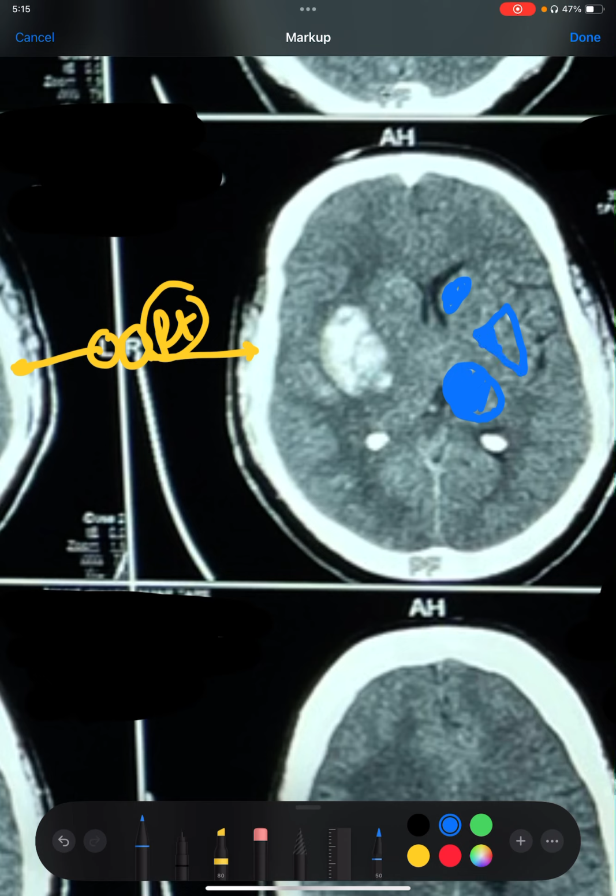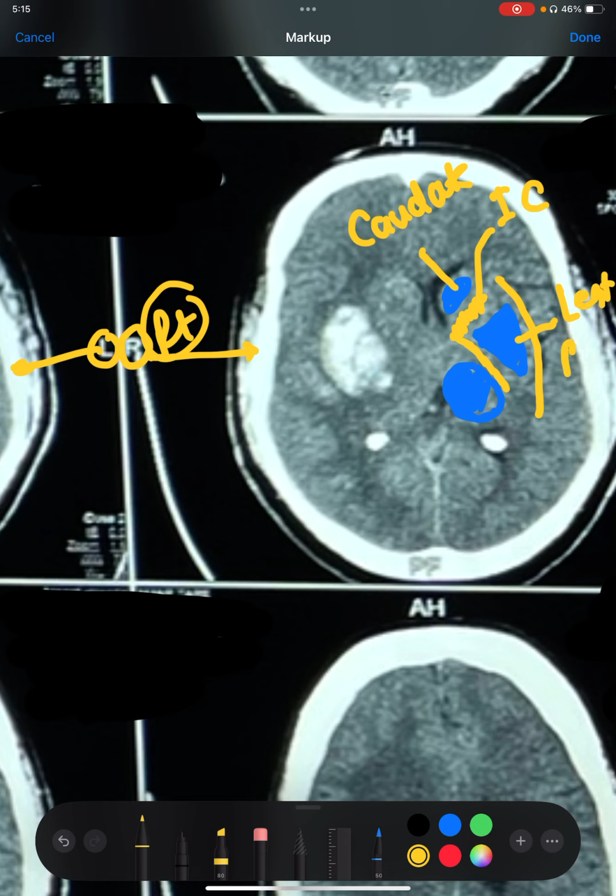Lentiform means lens shaped, and in between these three structures we have the internal capsule, because this is inside. Here we have an external capsule, and this is the internal capsule. So this is the caudate, this is the lentiform nucleus which is the putamen, and this is the thalamus. Now you have to remember one mnemonic, that is PTPC. The most common hypertensive bleed occurs at the putamen, followed by thalamus, followed by pons, followed by cerebellum.